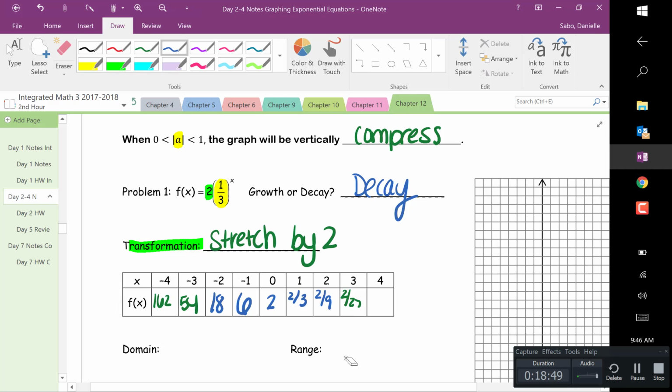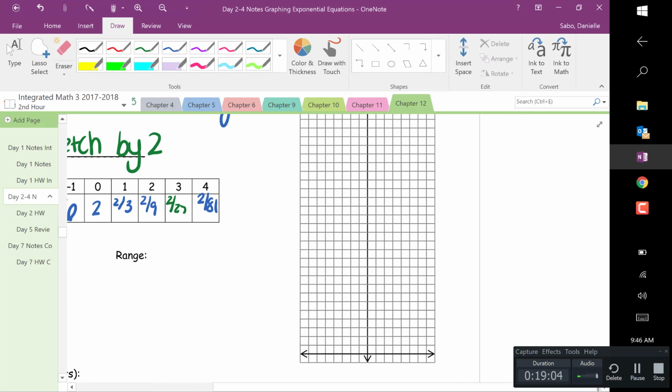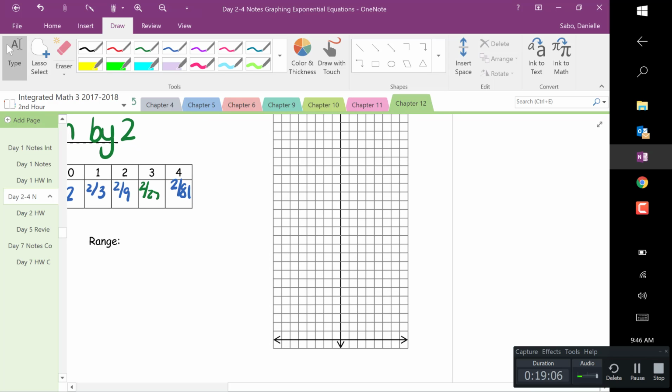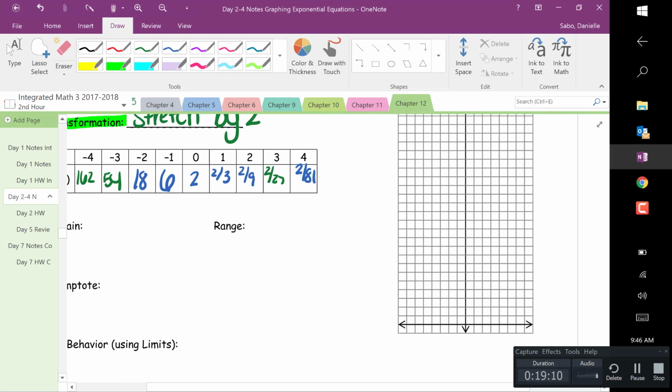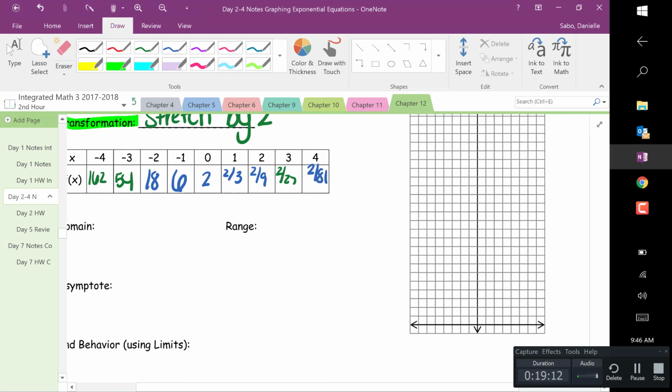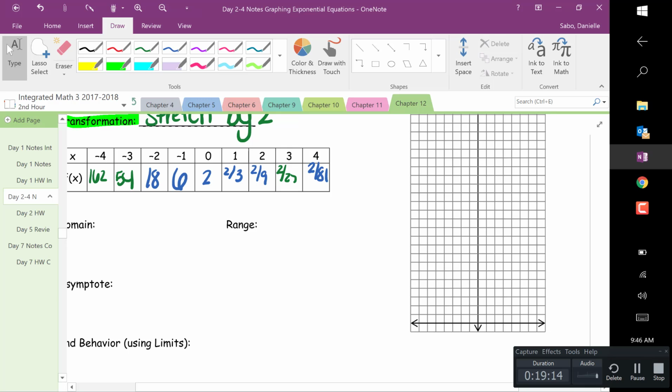SAT in April. What did you guys get for 4? Yep, 2 over 81. Okay, we're going to do this together. Actually, no, you plot the points and then we'll do the rest together. Plot the points. I'm giving you 1 minute and 1 minute only. Obviously, you can't plot 162 unless you change your scale. But as long as you get the general shape of it, we're happy.